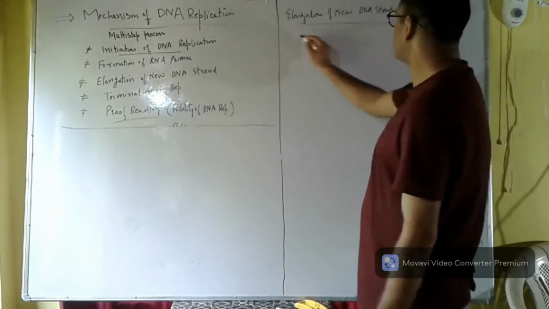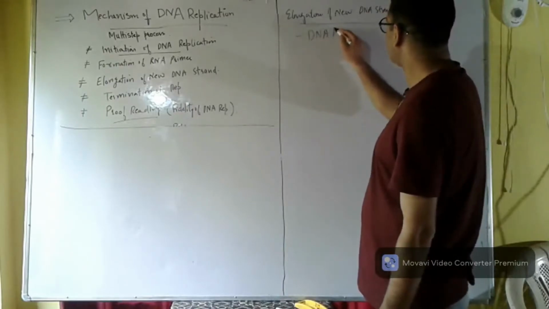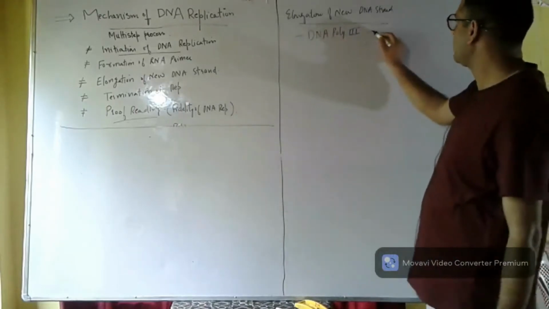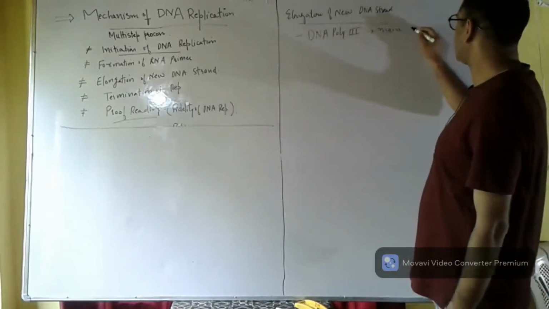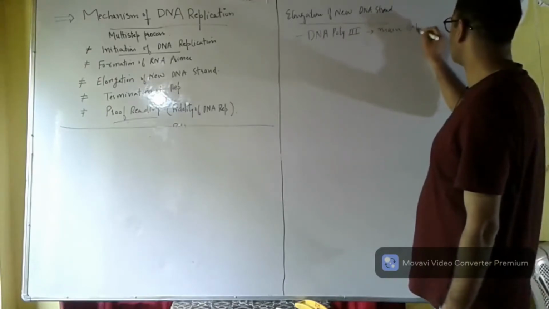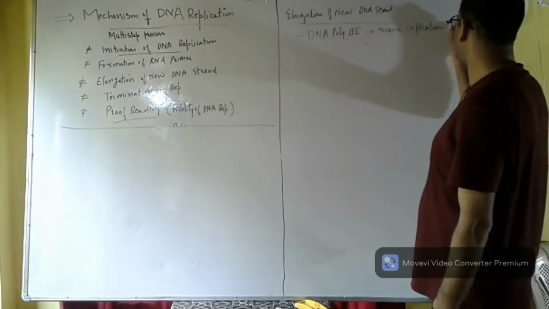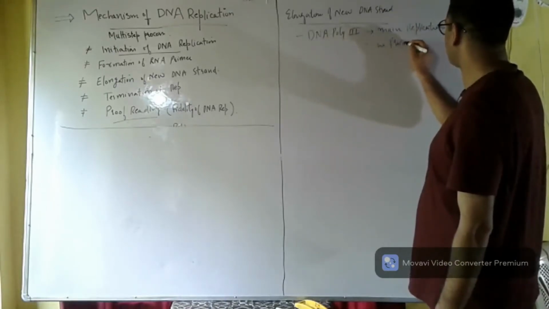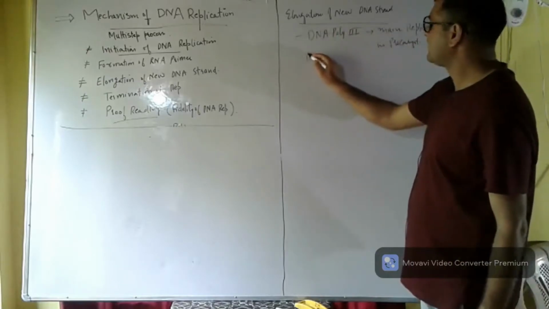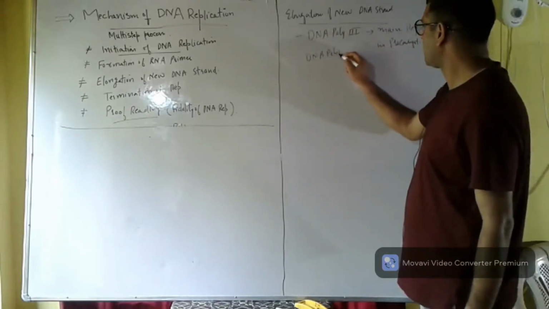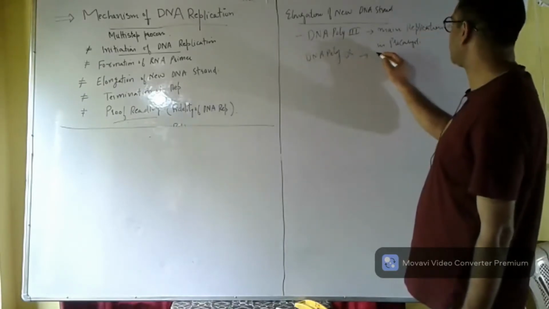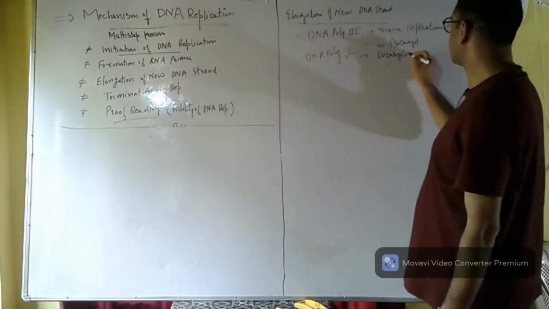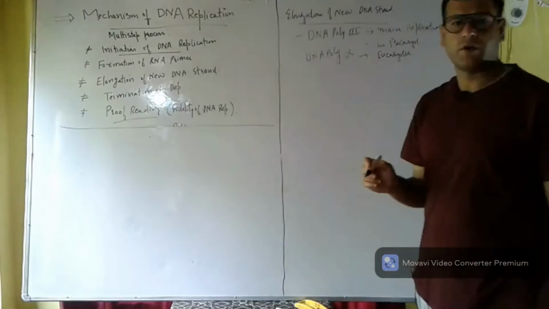Elongation of new DNA strand. This main enzyme, DNA polymerase III, is the main replication enzyme in prokaryotes. And DNA polymerase alpha is the main replication enzyme in eukaryotes.